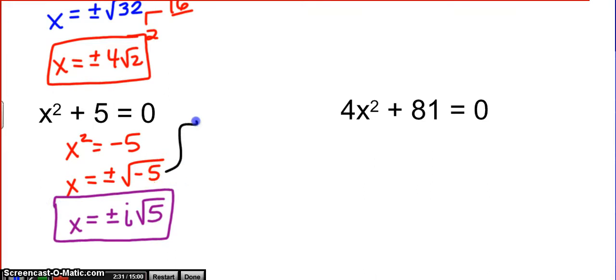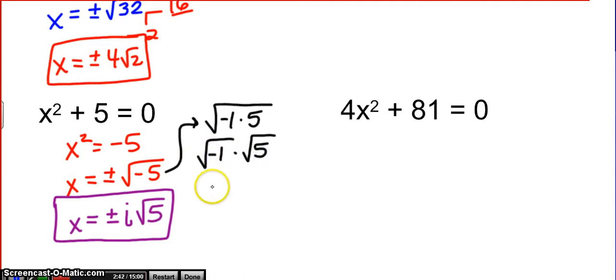Just to review that a little bit, when you take the square root of negative 5, it's the same thing as the square root of negative 1 times 5, which is the square root of negative 1 times the square root of 5, and the square root of negative 1 is defined in mathematics as i, and then we still had our plus or minus from taking the square root.